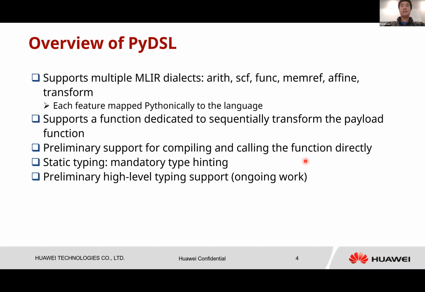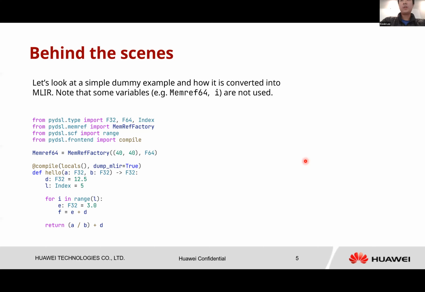And as a result of Python's dynamic nature, we also require static typing. That's just to keep the compiler simple for now. Dynamic typing is very difficult to transform into MLIR. Are there any questions so far, or can I continue?